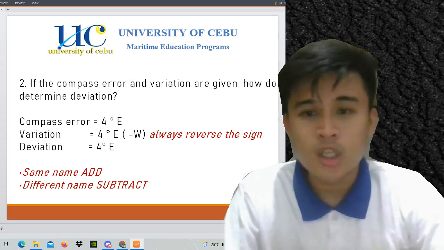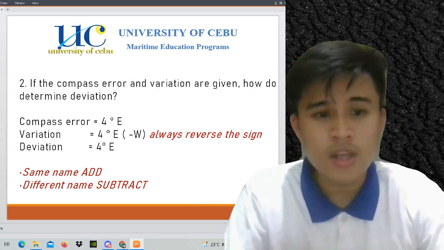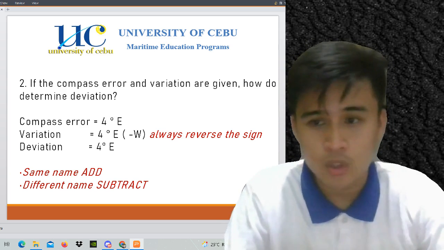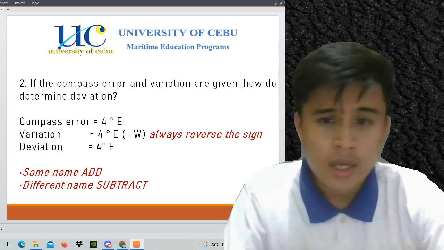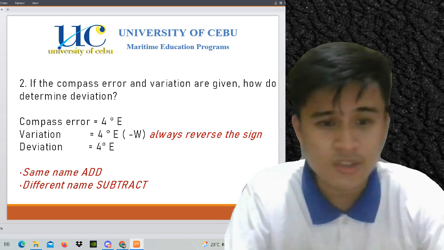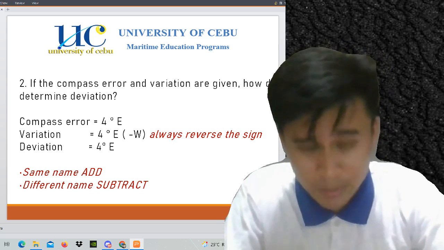Number 2, if the compass error and the variation are given, how do you determine the deviation? The compass error and variation are given in this example. You can always reverse the sign of the variation. Use the same rule and same name as we discussed. The same name, we can directly add them. And different name, we can subtract.